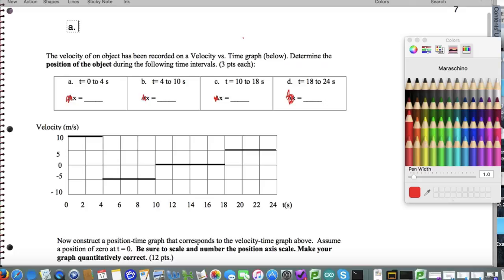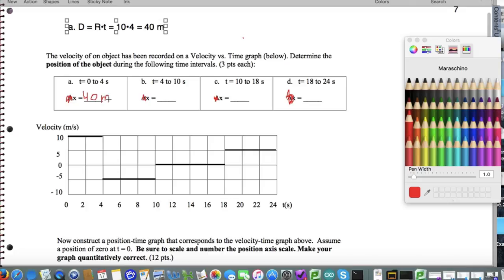So again, we're just going to use that same idea. So for part A, distance is rate times time, which is going to be 10 times 4, which is 40. It's at the 40 meter mark. All right. Perfect. So we know there we're at the 40 meter mark, which is fine.